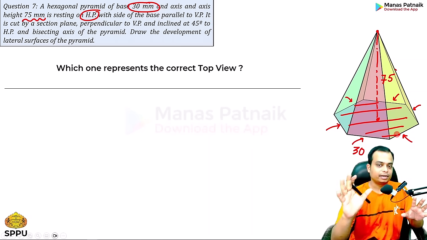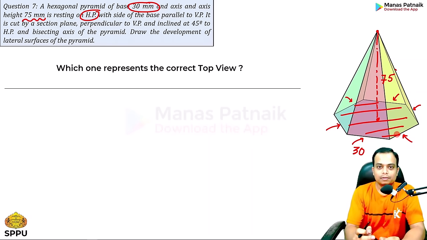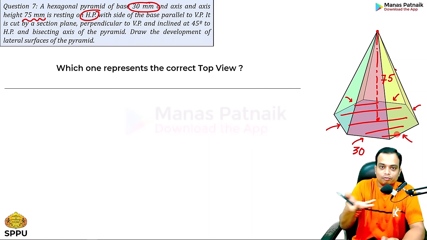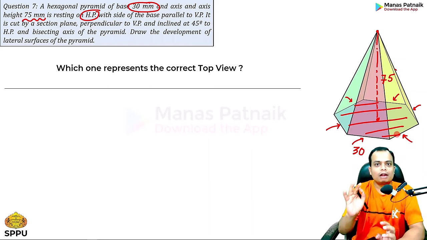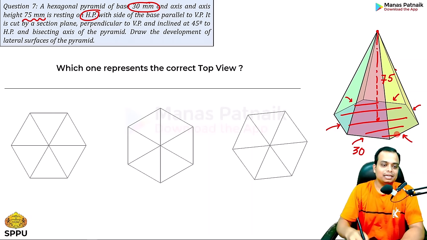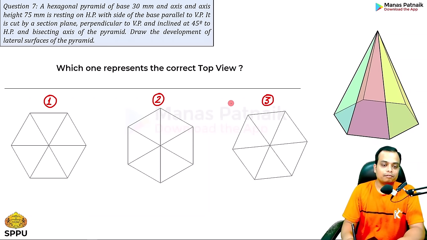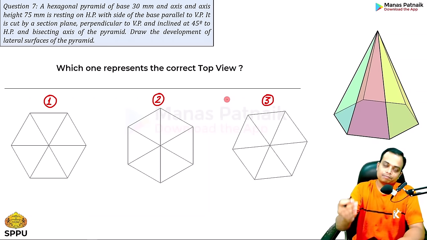Now, you need to imagine, if this is resting with its base on HP, from where will you be able to see the true shape of the base? Sir, it can be seen from the top. Therefore, you have to begin with the top view. Okay, and in the top view, you are going to obviously see the hexagon. I will show you 3 different top views. Please select the option which is correct, 1, 2, and 3. Which one would you choose and which ones will you reject with proper justification?